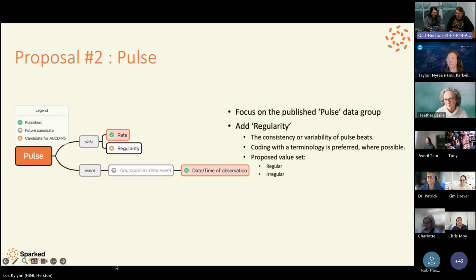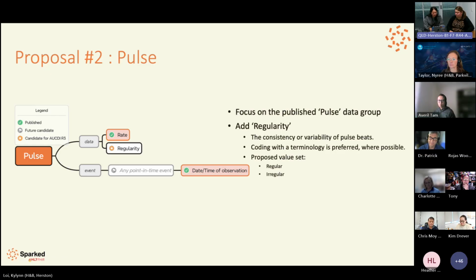So I might move to the proposal and see where we are happy to add regularity. We can revisit the value set. I'm mainly looking at the model. Is this a good starting point for what we want to include in AUCDI R3? Heather, do you want to leave, or Heather and I, the proposed value set of regular, irregular, are we proposing that now, or are we re-looking at it to see the regularly irregular and the other version, irregularly irregular?